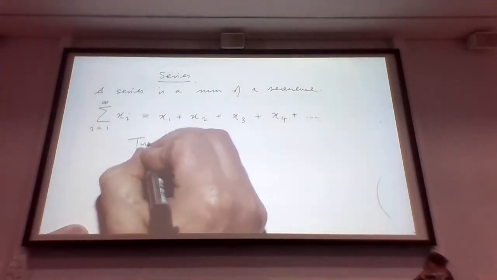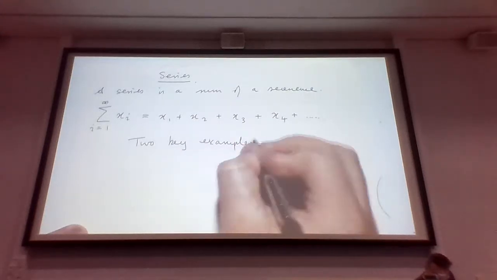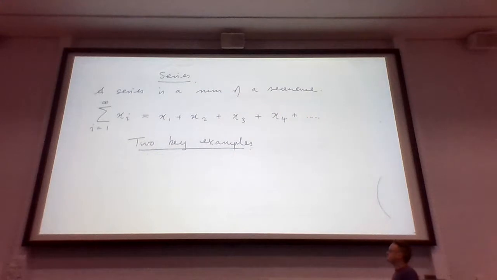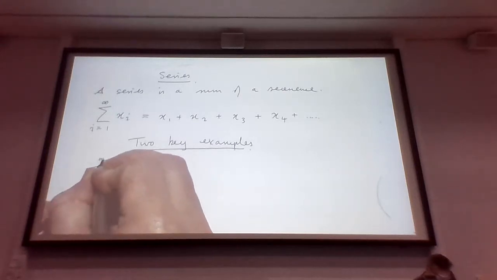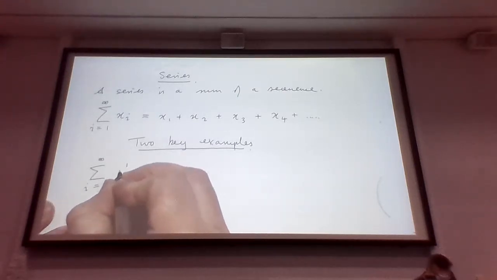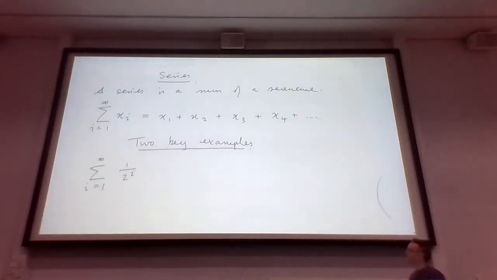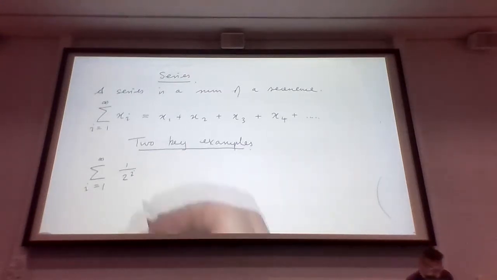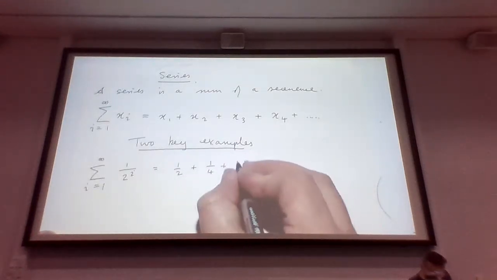And the two key examples we've looked at already, so I'll quickly remind you of these, but we've spent some time discussing these. We had the series of powers of 1/2. So the sum of 1/2 to the power i for every value of i beginning at 1. So this was 1/2 plus 1/4 plus 1/8 and so on.